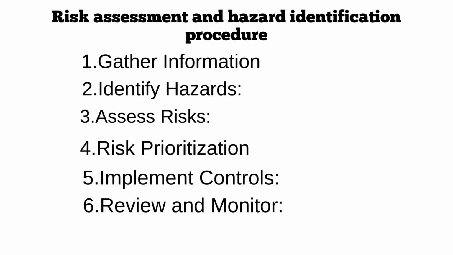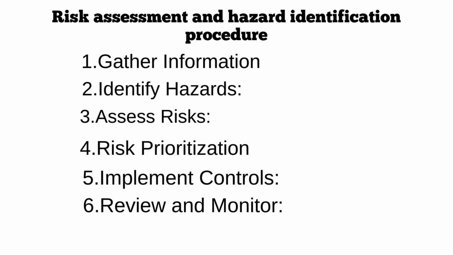The third step is assessing the risk. Evaluate the likelihood and potential consequences of each identified hazard. When we are assessing the risk, consider factors such as frequency and duration of exposure to the hazard, severity of potential injuries or damage, existing control measures and their effectiveness, and vulnerability of workers and other individuals in the vicinity.